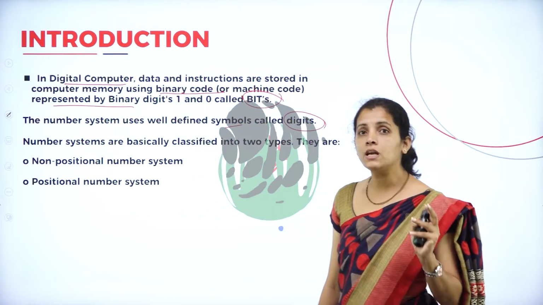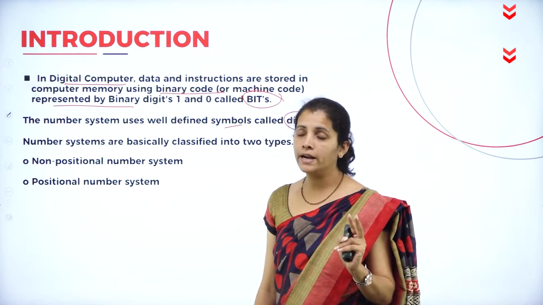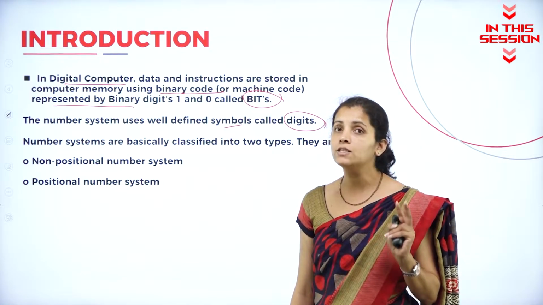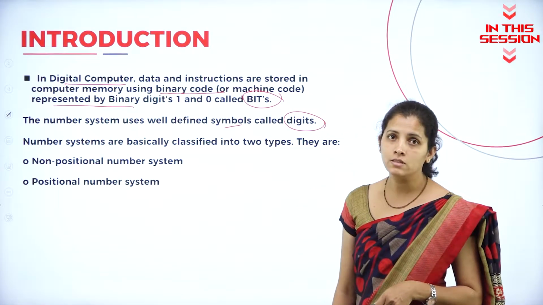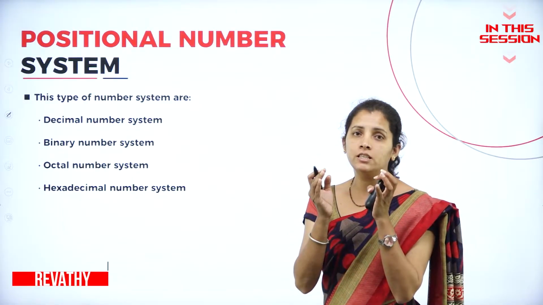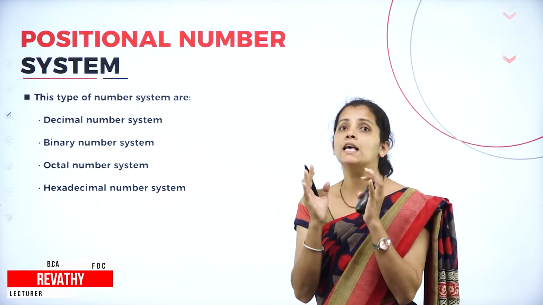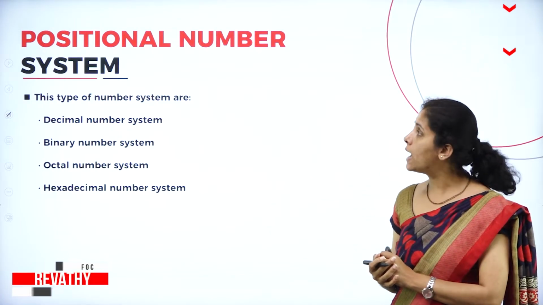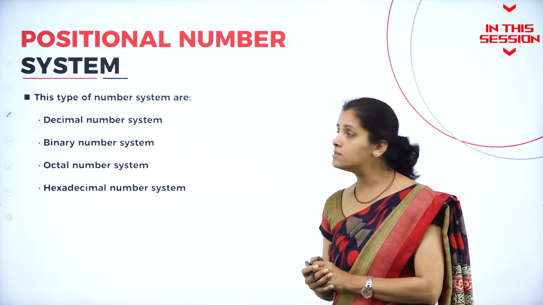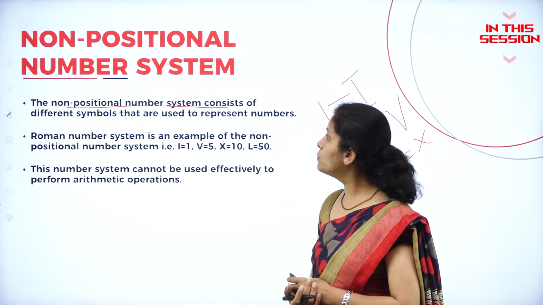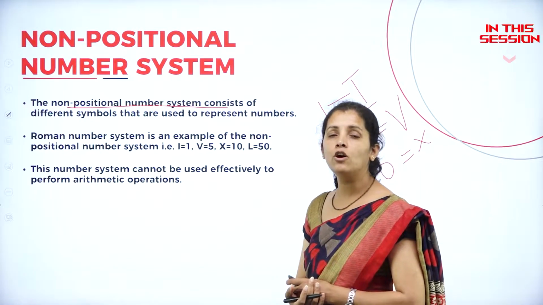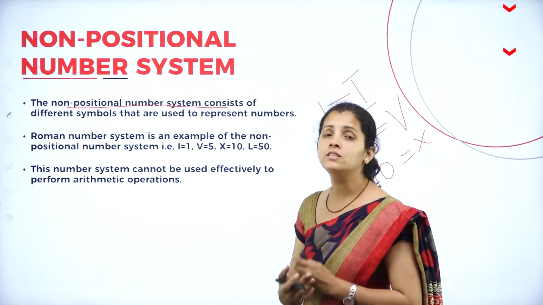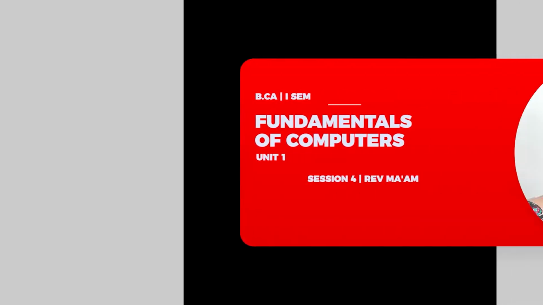The number systems are mainly classified into two types, positional number system as well as non-positional number system. For each digit, I'm going to have the position as well as weight, and that kind of number system is known as positional number system. By using non-positional number system, I cannot perform any arithmetic operations effectively.